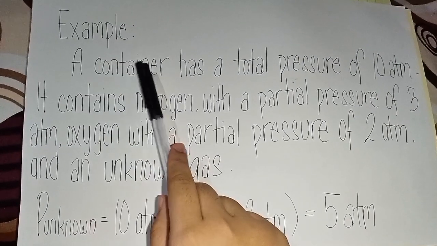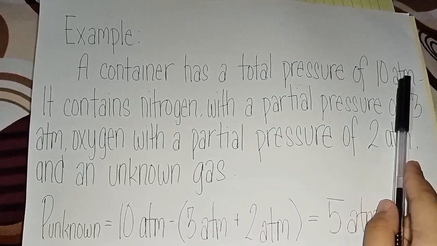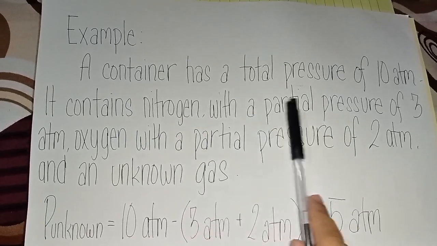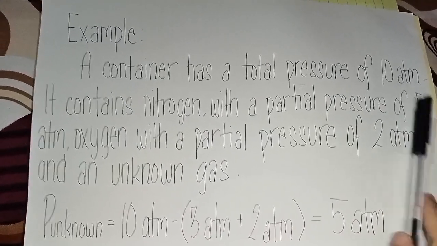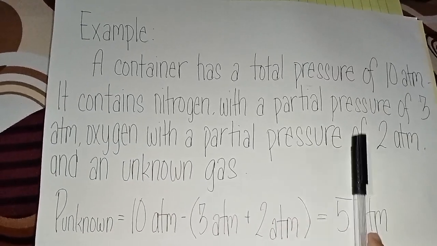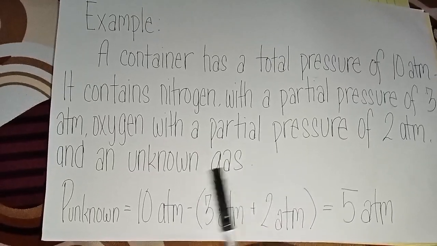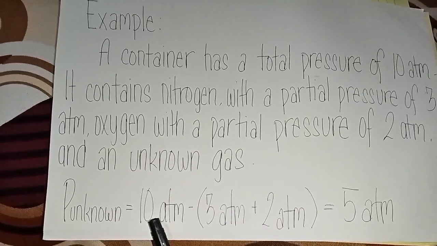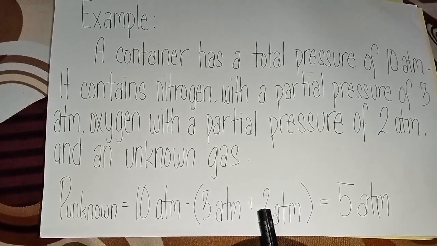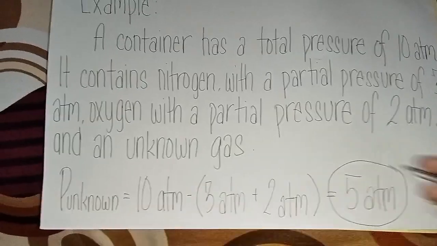Here's an example. A container has a total pressure of 10 standard atmospheres. It contains nitrogen with a partial pressure of 3 atmospheres, oxygen with a partial pressure of 2 atmospheres, and an unknown gas. Partial pressure unknown equals 10 atmospheres minus the quantity of 3 atmospheres plus 2 atmospheres, which equals 5 atmospheres.